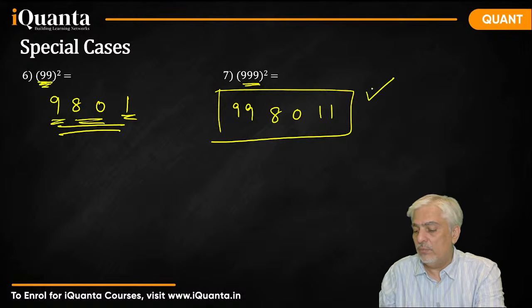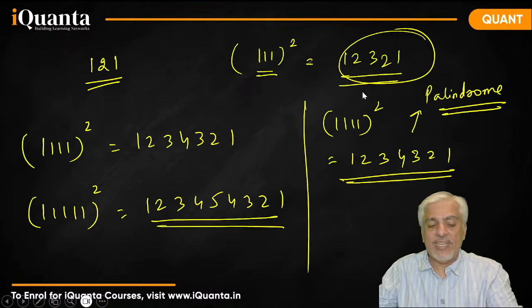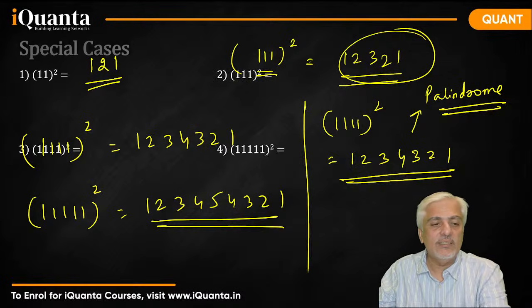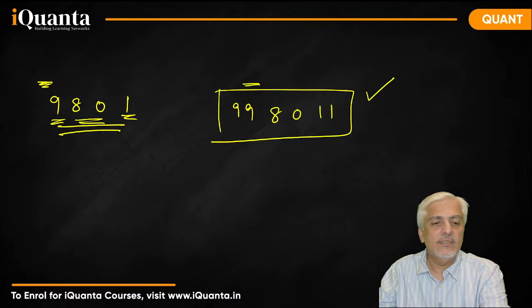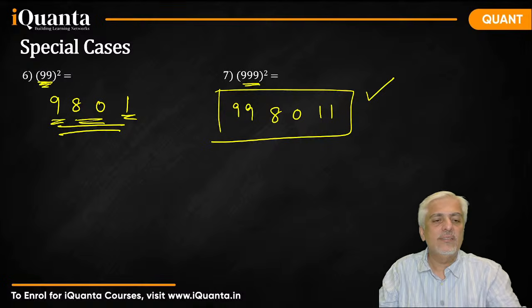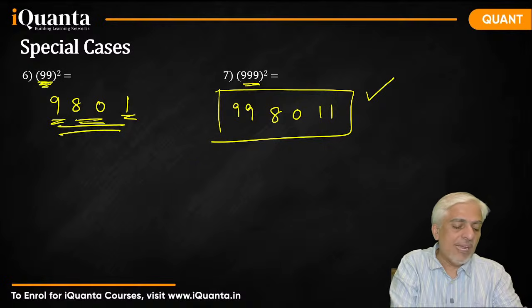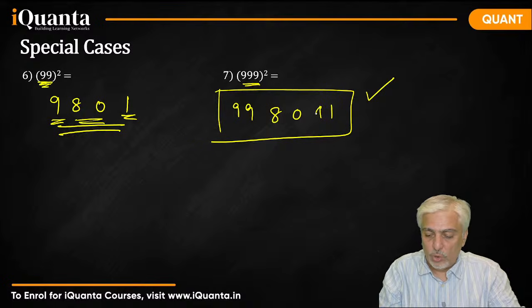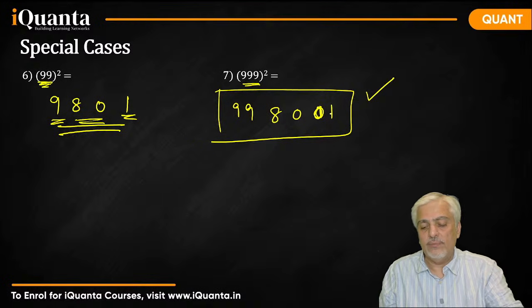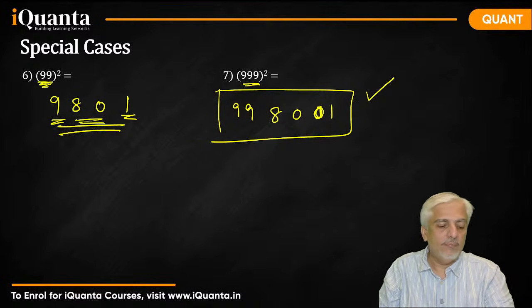Check the answer for this. Somebody open the calculator and check the answer for 999 square. I'll check. Oh, so sorry, my bad. This is wrong. 2 0 1 is the answer. My bad, sorry.